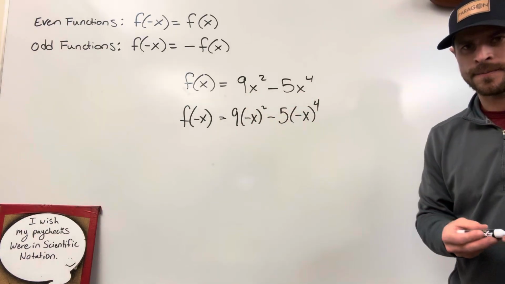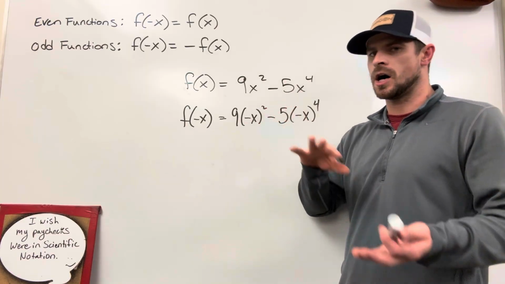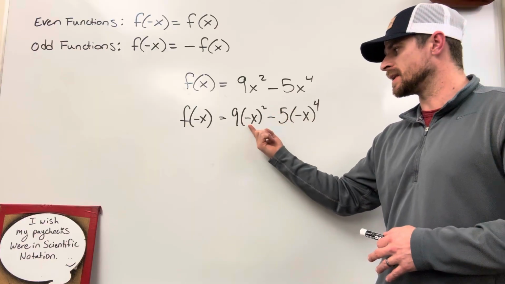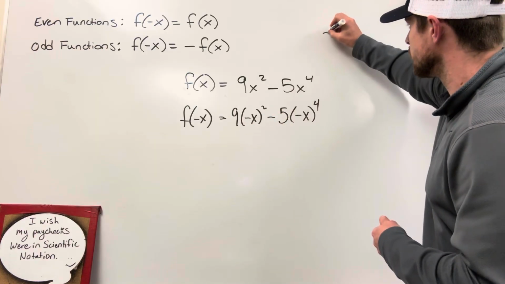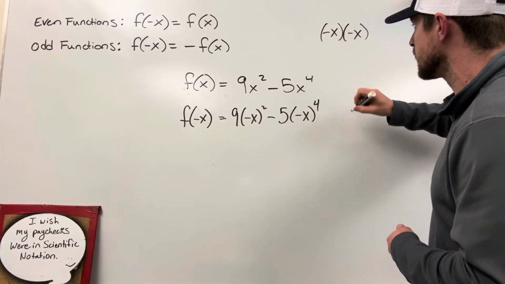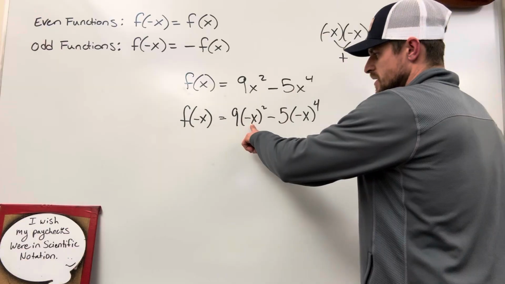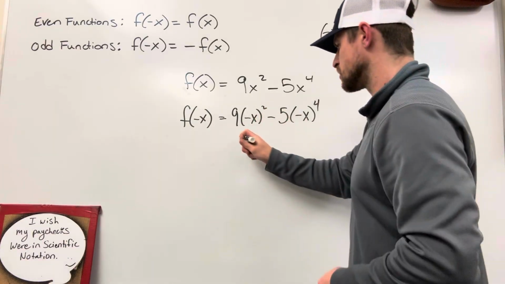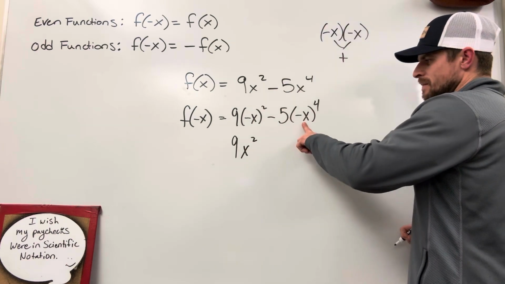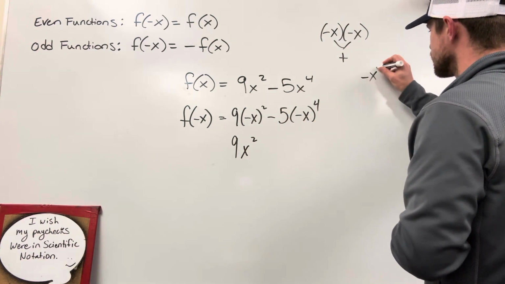Now, think back to when we talked about exponents being odd versus even. If that's an even number like 2, negative x squared, negative x times negative x, 2 times is going to end up making a positive number. So we can change this right now. After we do this part, we end up just getting 9x squared.